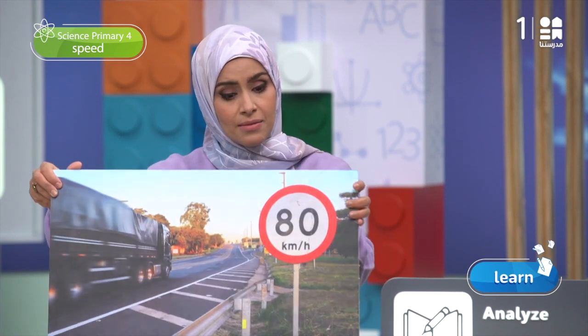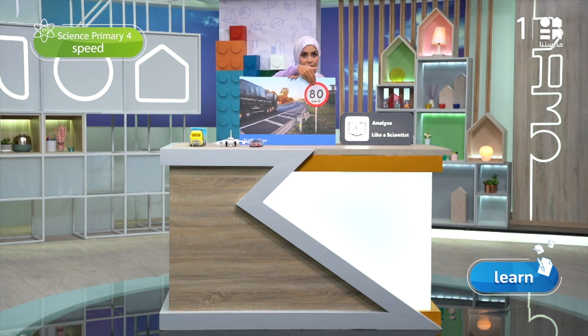What is written on this sign? There is a number, and below it there is the kilometer code and the slash, then H. Can you see it? We have a number, and then kilometer slash hour. What is this?